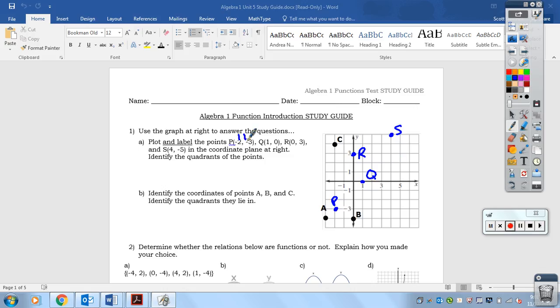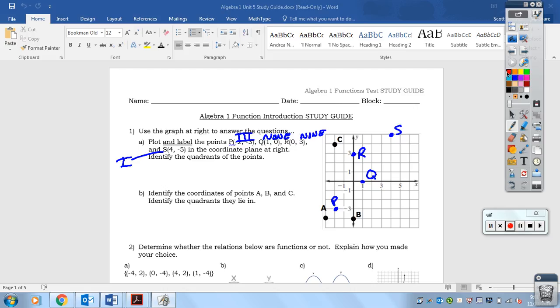In which quadrant is each? P is in quadrant 3. Q is in none, because it's on the x-axis, so you can say none or x-axis. R is also none, you can say none on the y-axis. And S is in the first quadrant.